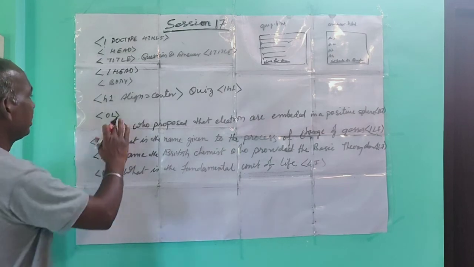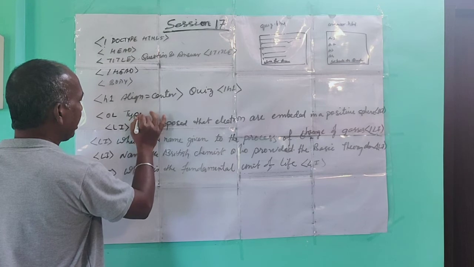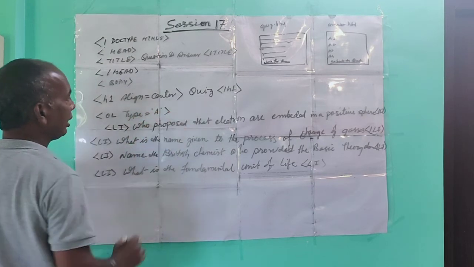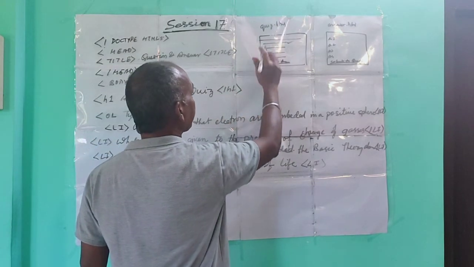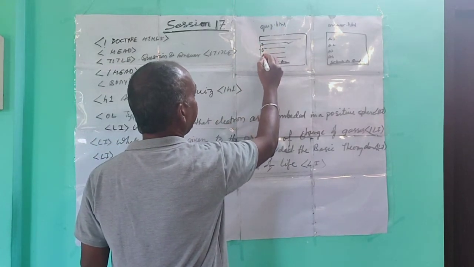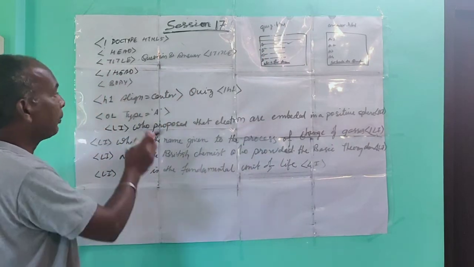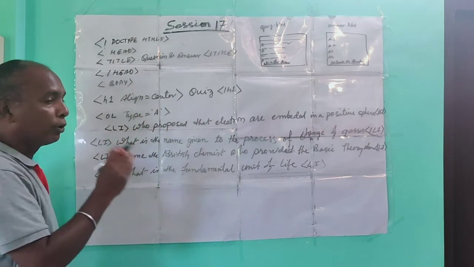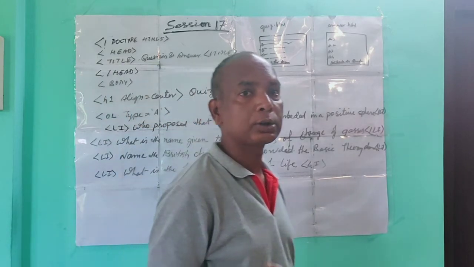If you add here OL type equals to A, then you will get here A, B, C and D. This is a type. So what type of ordering you need, you have to specify it. If you do not specify any type, then the default value is 1, 2, 3, 4.